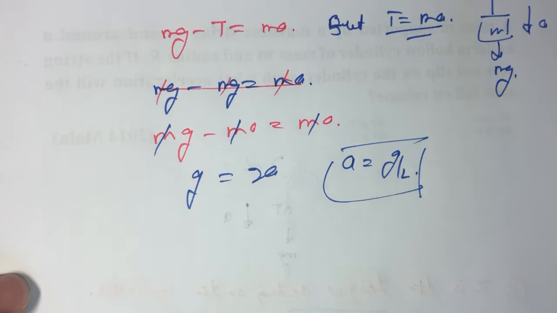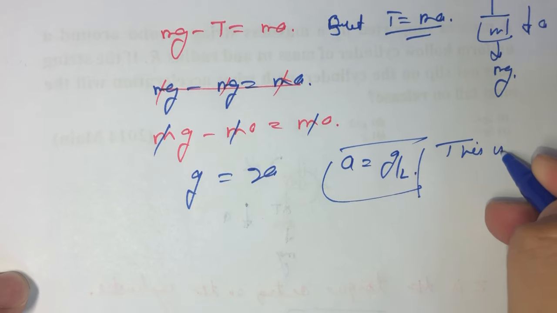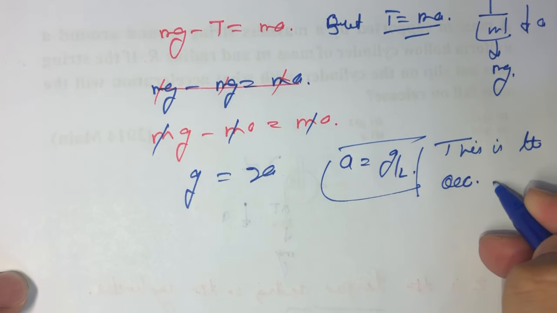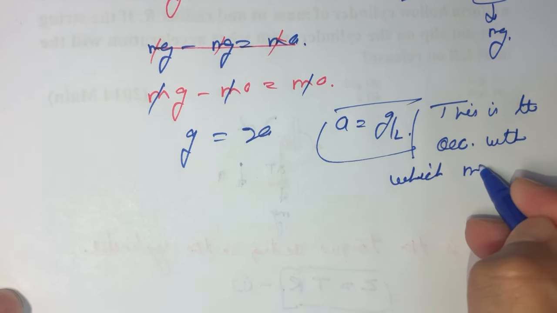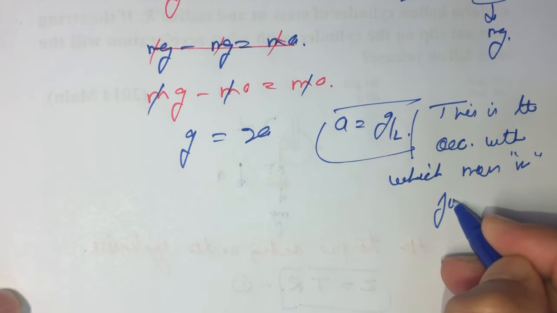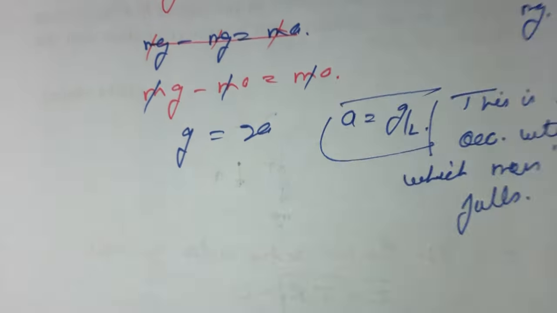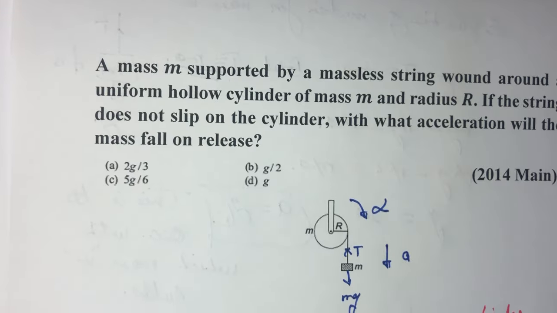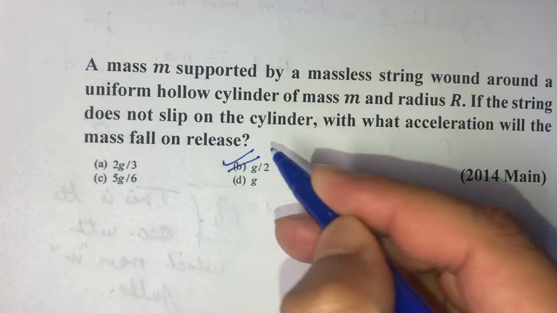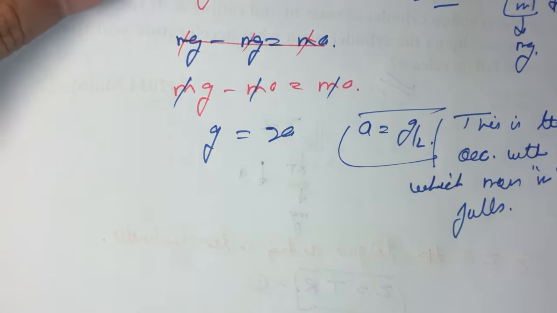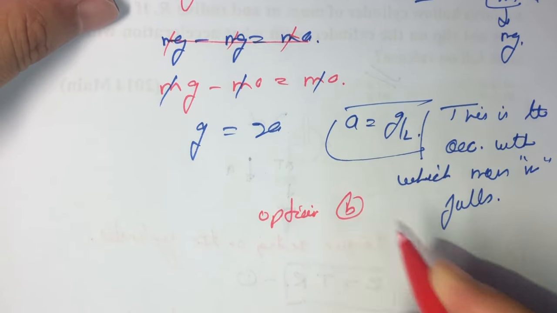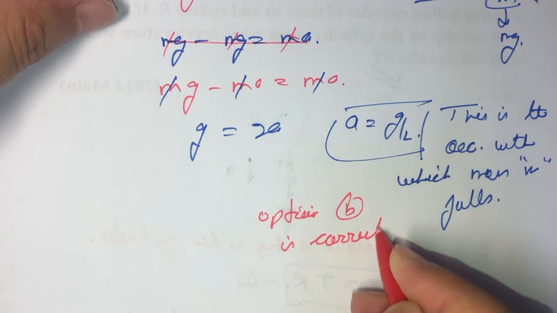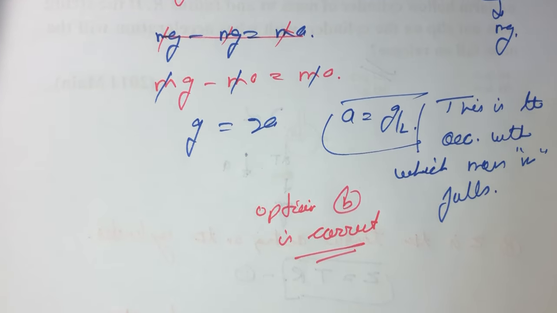So, we are supposed to find out the acceleration with which the mass m falls, and this is the acceleration. If we check the options available with us, we can say that option number B is the correct option. So this completes the question.